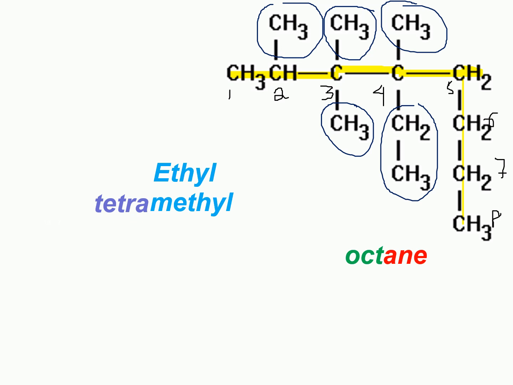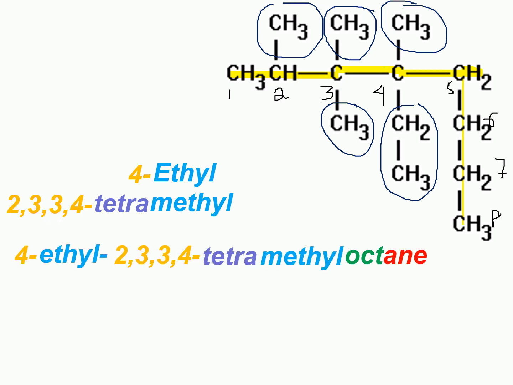So for ethyl I have only 1 and it's in 4. For methyl I have position 2, and then I have position 3 twice, so it's going to be 2, 3, 3, and then the last one is in position 4. So I'm going to write all those numbers, repeated as many times as necessary, separated by commas. At this point I can put them together, and I know that I need to go in alphabetical order. So ethyl comes before the tetramethyl.